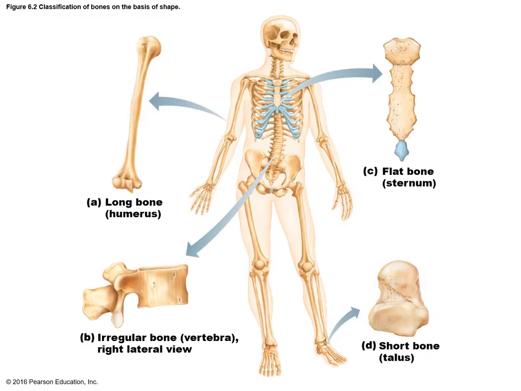And so as you can see on this diagram, a long bone, like I said, usually on your appendages. Here's a flat bone, short bone, like I say, your wrist, your ankles. But the vertebrae, see how it doesn't really fit in any of the other categories.